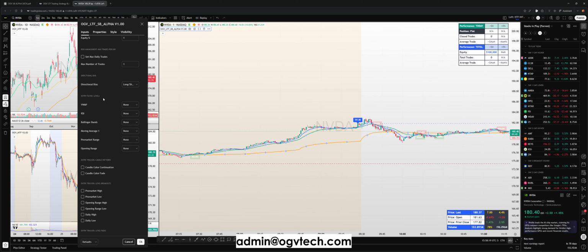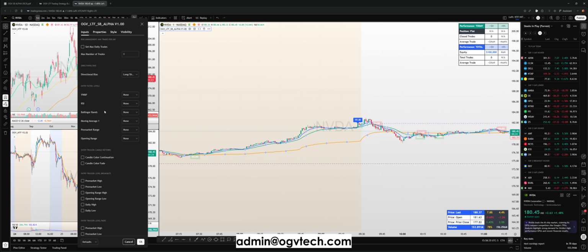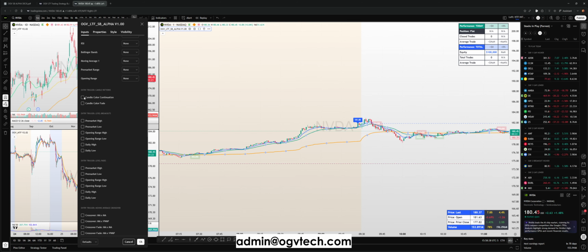Once it gets past these entry filters, then it's going to look for triggers saying, here's where we're trying to get into the trade. So right here, let's just do a basic one. This is called candle color continuation. So if it sees a green candle, it's going to buy it. If it sees a red candle, it's going to sell it. And it's going to simulate that here.